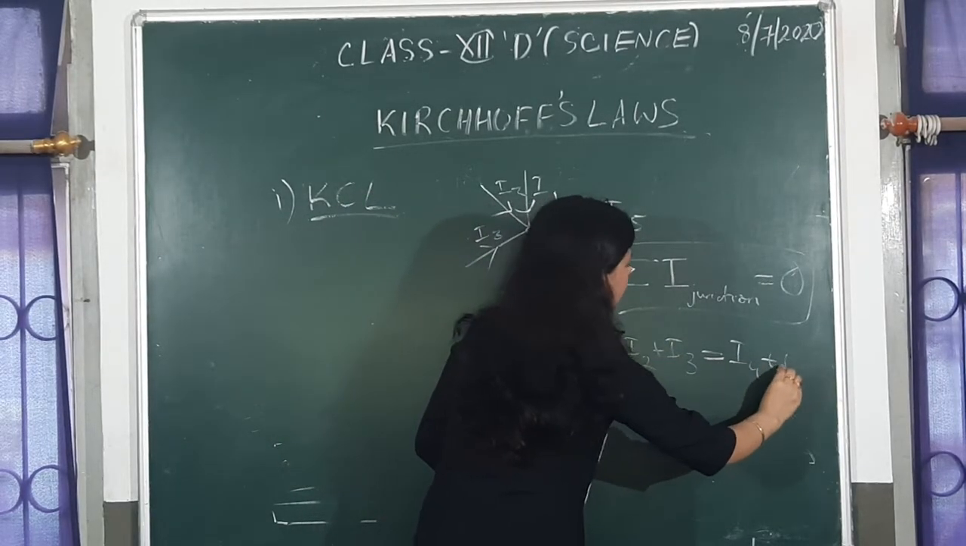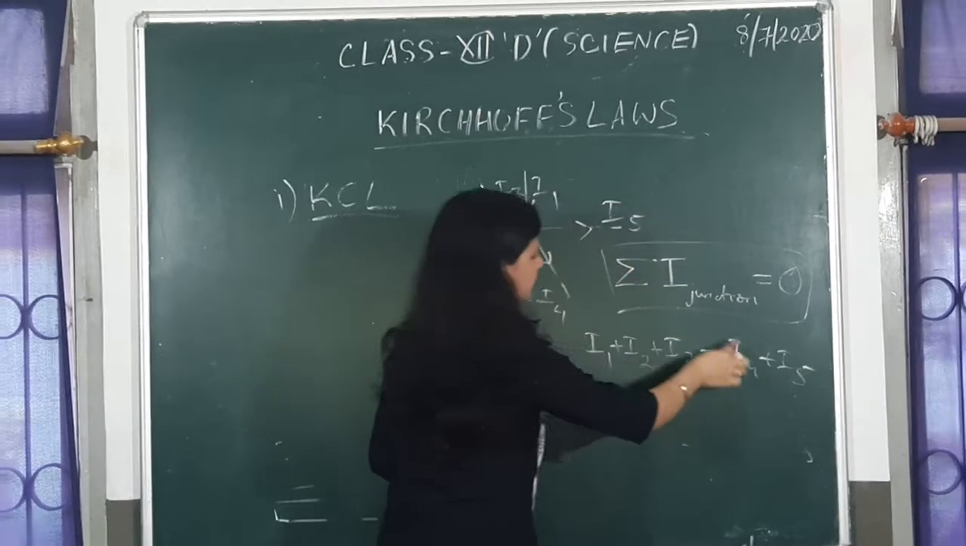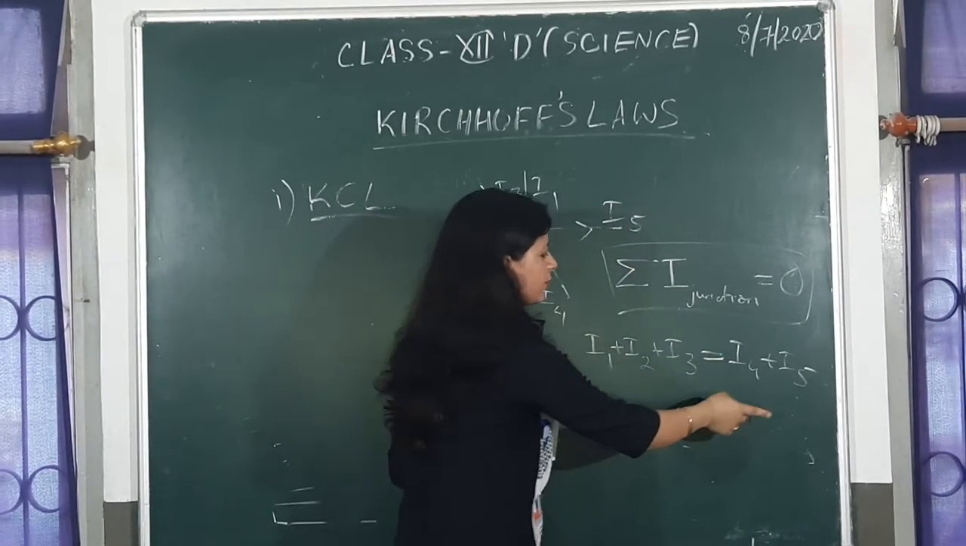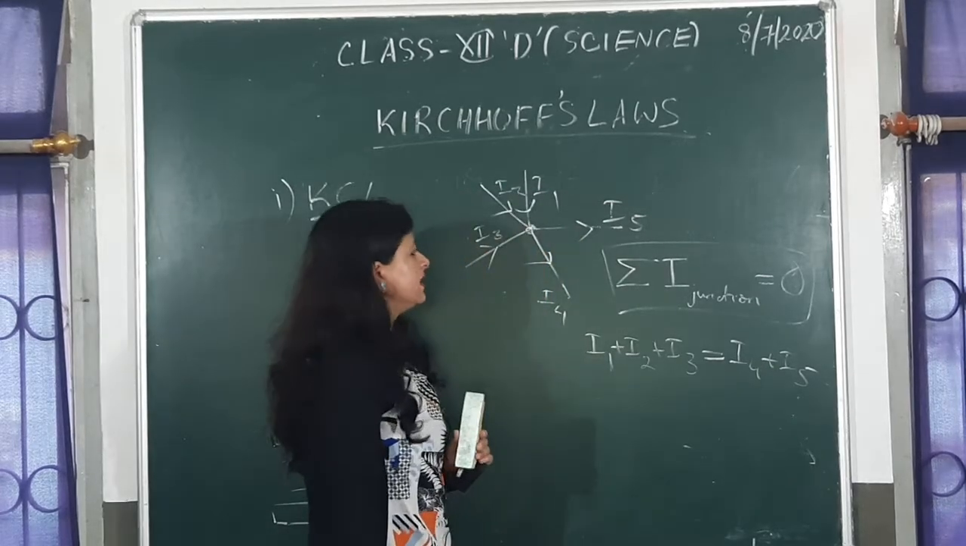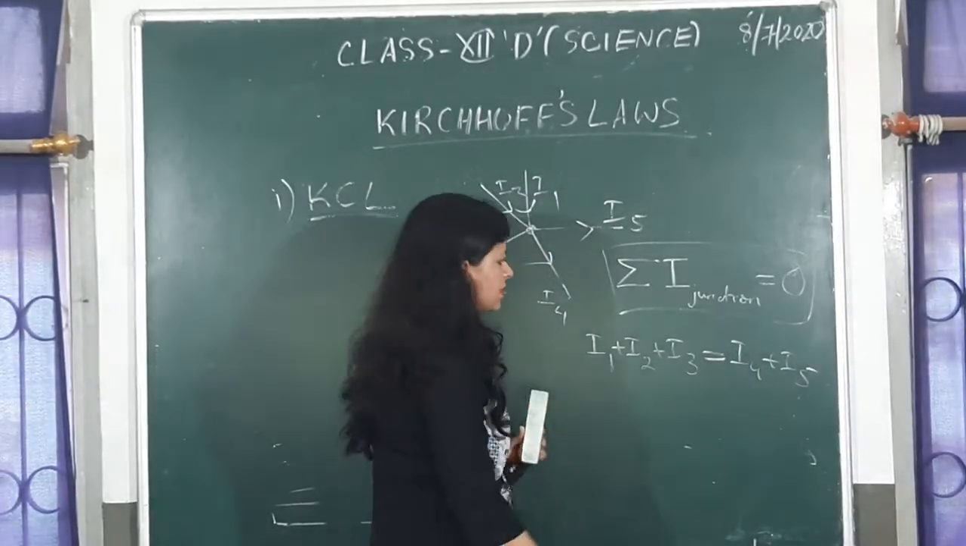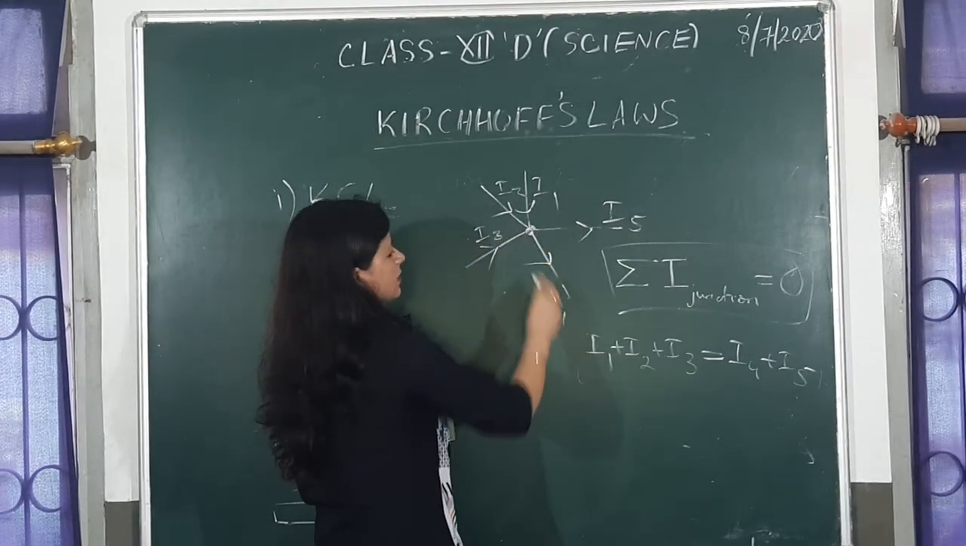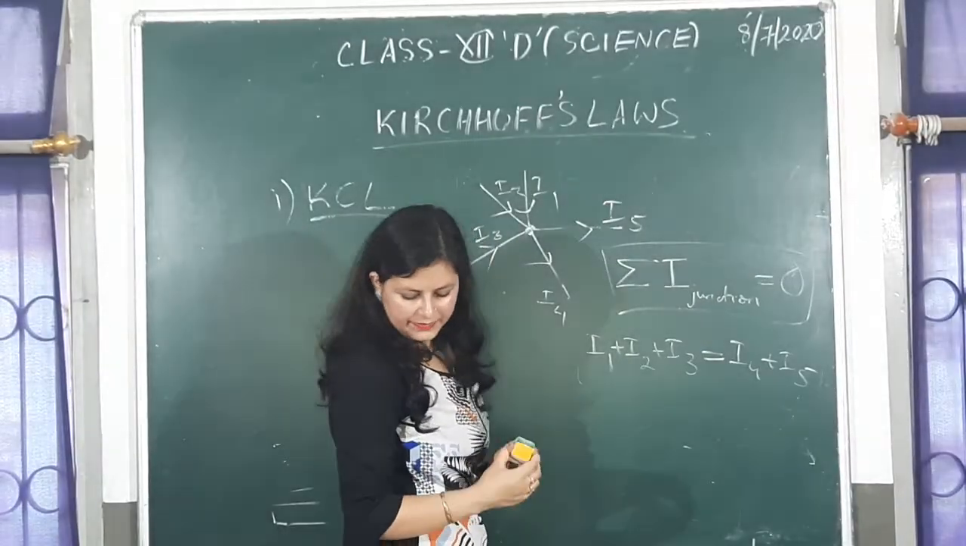I4 plus I5. If you bring this on the left hand side, it becomes I1 plus I2 plus I3 minus I4 minus I5. Minus indicates that the current is leaving the junction, but whatever it is, the sum of all the currents at this particular junction will be equal to 0.